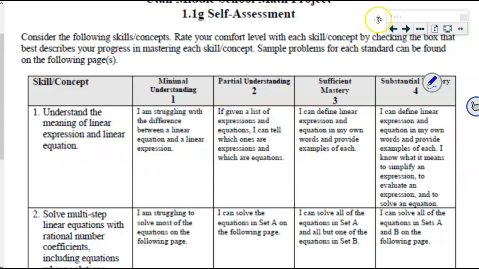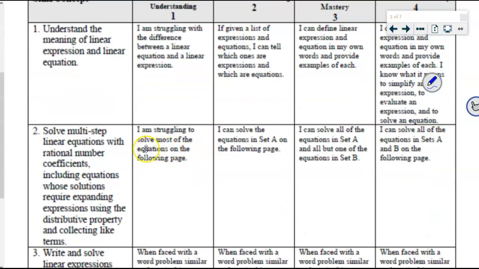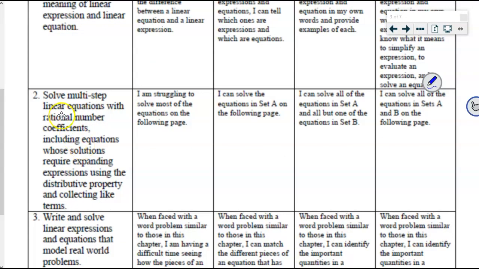The next category, so problem number 2, I said simplify each of the expressions. 3, I said solve each equation. So that's going to relate to the next part. Solve multi-step equations with rational number coefficients, including equations whose solution require expanding expressions using the distributive property and collecting like terms. So I am struggling to solve most of the equations on the following page. I can solve all of the equations in set A, only some in B, or I can solve all of them.